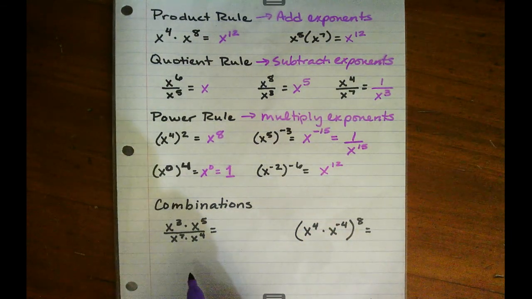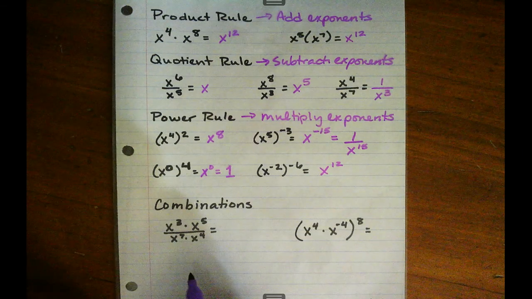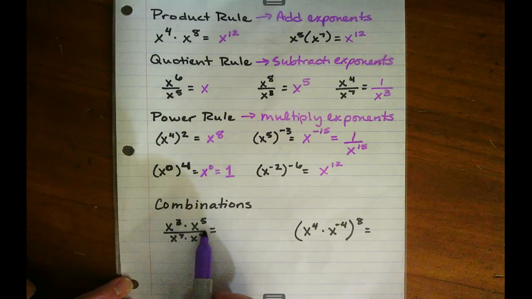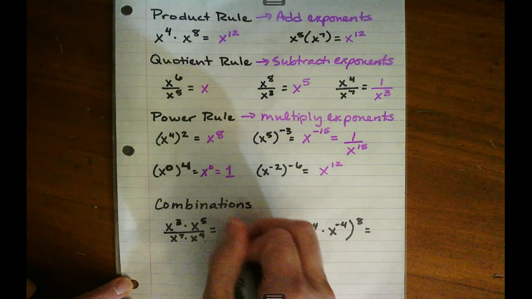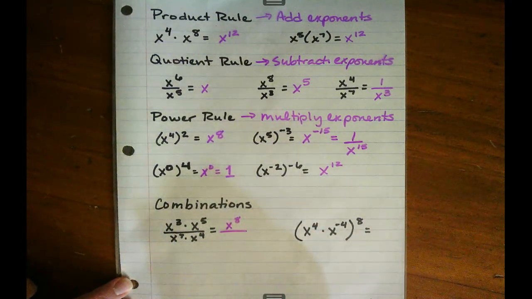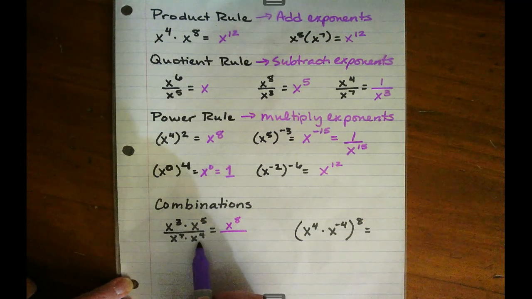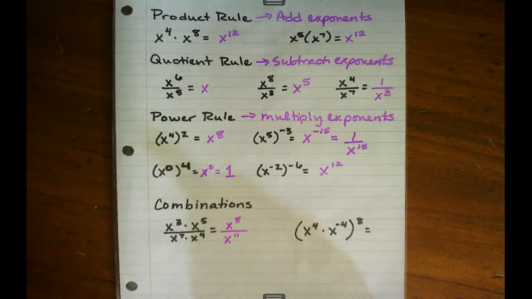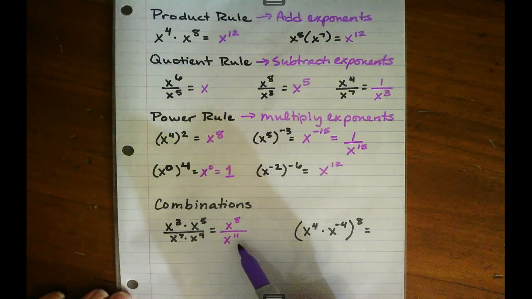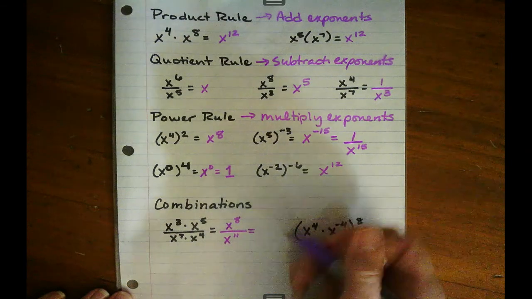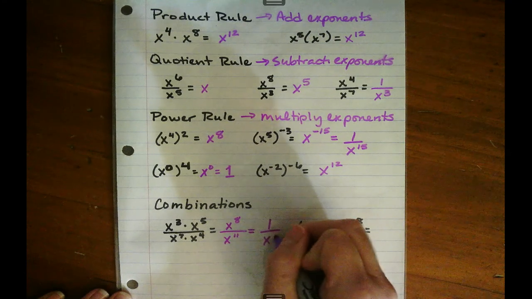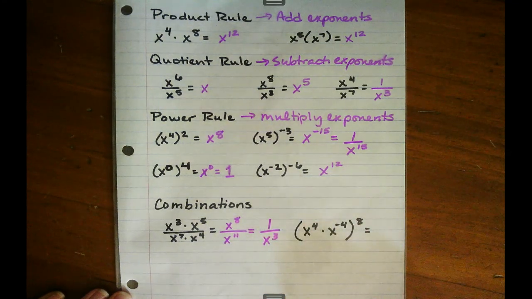Okay, these last two are going to be multi-step problems. So on this one, the first thing I'm going to do is multiply the x to the third times the x to the fifth. That means I add 3 plus 5, and I get x to the 8th in the numerator. And then x to the 7, x to the 4, that gives me x to the 11 in the denominator. Now I'm going to use the quotient rule to subtract. And again, in this example, I have more x's in the denominator. So I'm going to put a 1 in the numerator. 11 minus 8 gives me x to the 3 in the denominator.